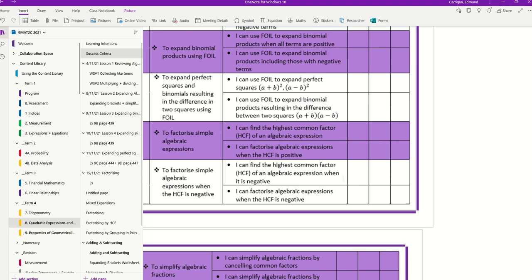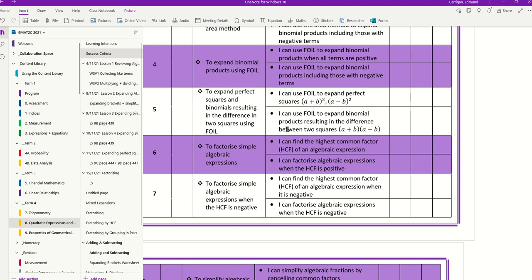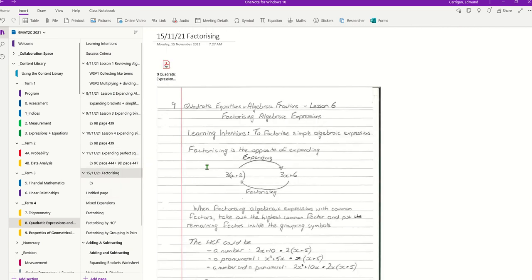At the end of this, you should be able to say, I can find the highest common factor, the HCF, of an algebraic expression, and I can factorise algebraic expressions when the highest common factor is positive. Let's have a look at the theory for today. So I've got our learning intention: to factorise simple algebraic expressions.